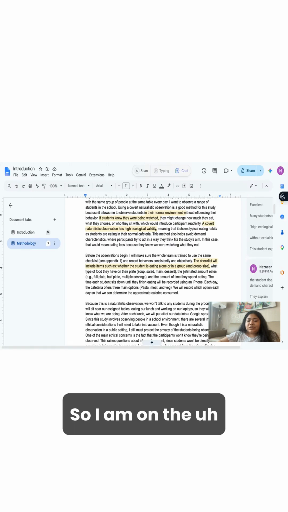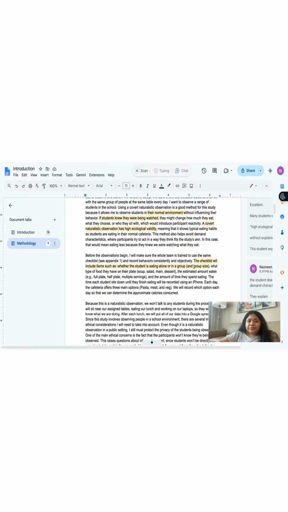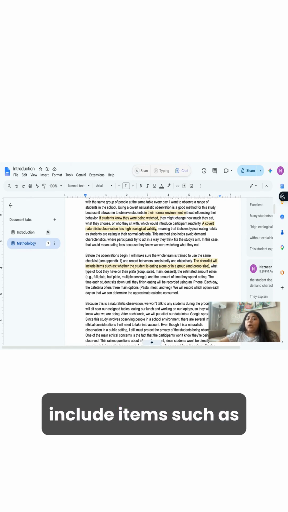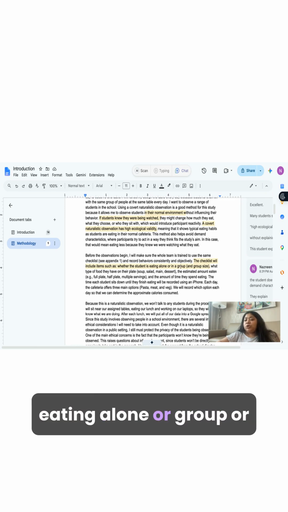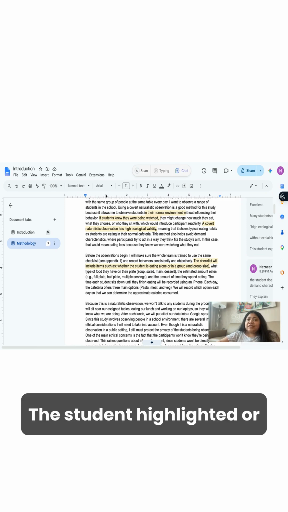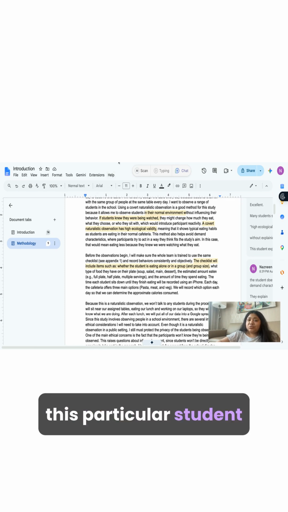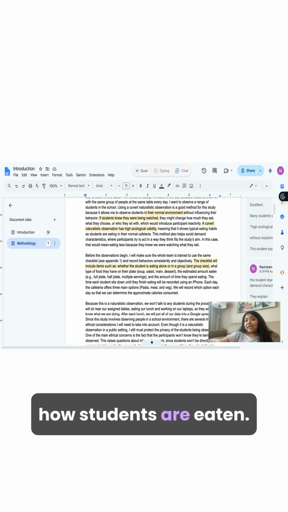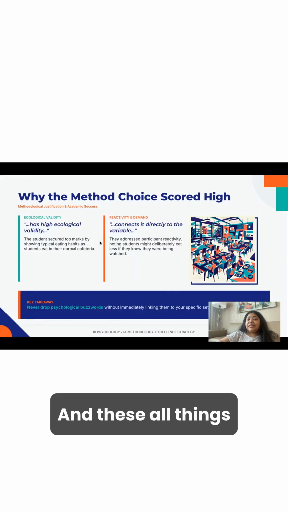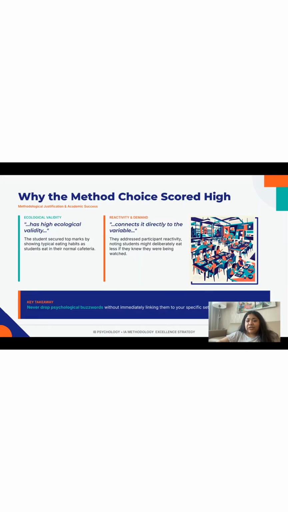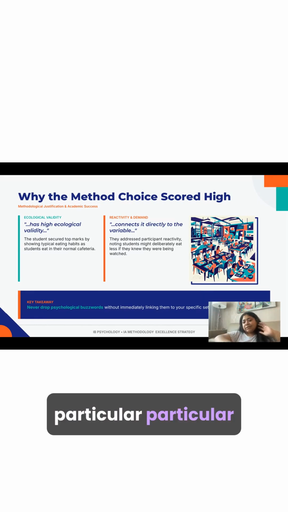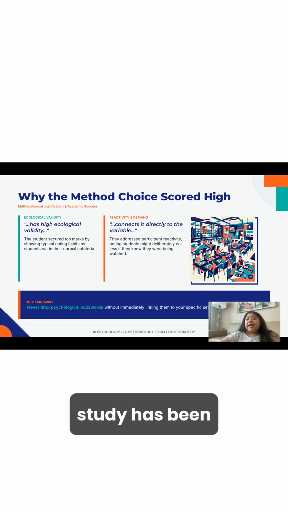Here it is. The checklist will include items such as whether the student is eating alone or group size. The student highlighted how students are being fed or how students are eating. And all these things showcase how this particular observational study has been implemented.